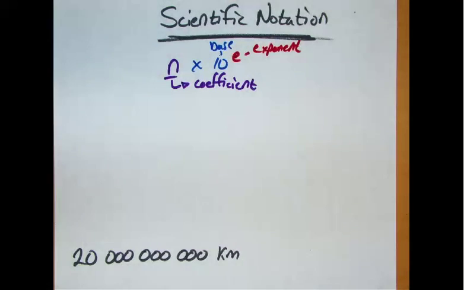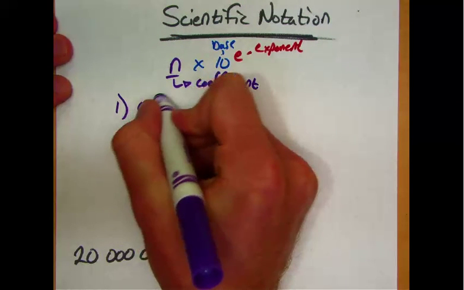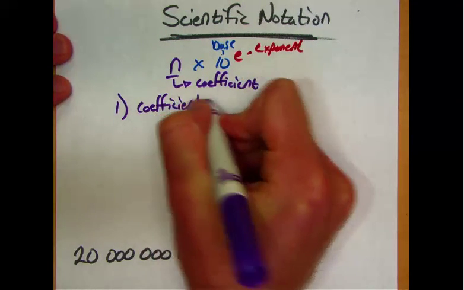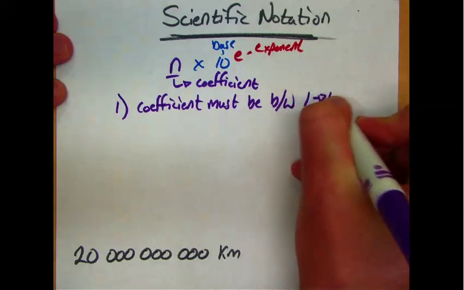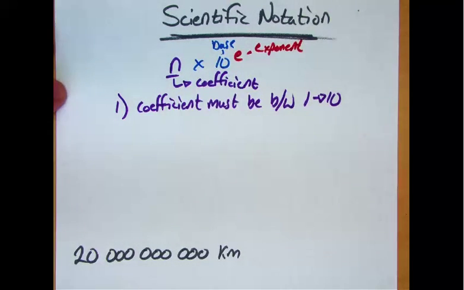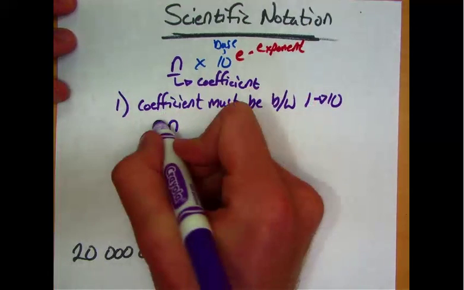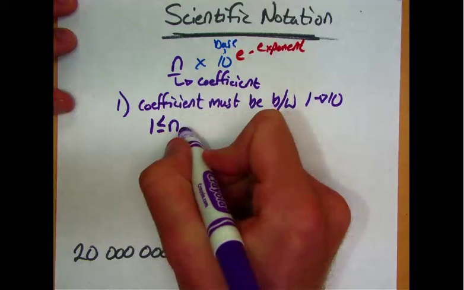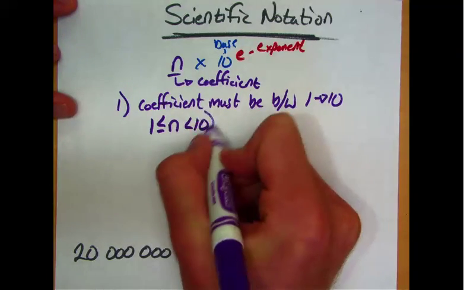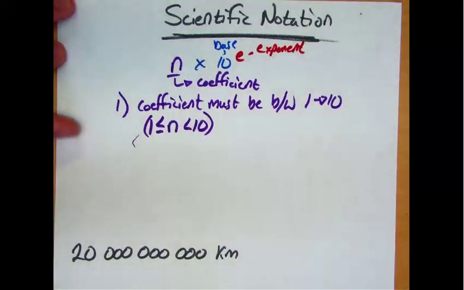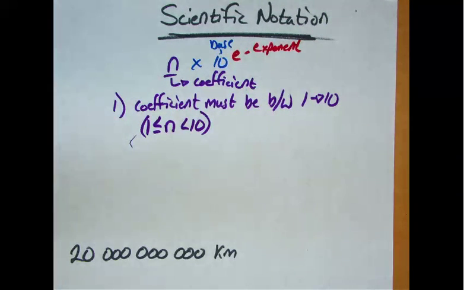Now, rules for our scientific notation. First rule is that our coefficient must be between 1 and 10. So that means that while we're thinking about math, we'll use our inequalities, which means that it must be greater than or equal to 1 and then less than 10. So that means it can be 1, 1.1, 1.11, 1.1111, 9, 9.99, 9.999, but not 10. So coefficient must be between 1 and 10.